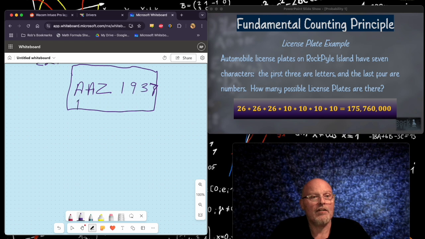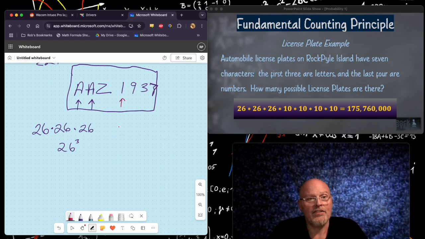So let's think about the first 3. I've got every letter available, so for the first, I'm going to have 26 options. For the second, because there's no problem with repeating letters, I've also got 26 options, and the same for the third, which gives me 26 to the third options just for the letters. When I do the numbers, how many options do I have? I've got 10 different digits. So that's going to be 10 times 10 times 10 times 10, which is 10 to the 4th. If I multiply those two together, I end up with 175,760,000 different license plates that have 3 letters and 4 numbers.